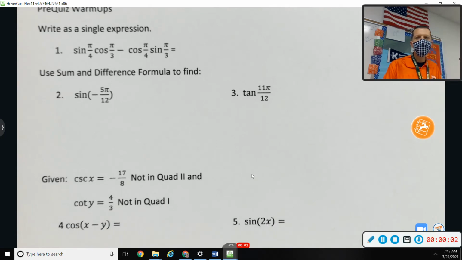All right, test-inspired warm-up. So try these. Press pause, and we'll come back and work them together.